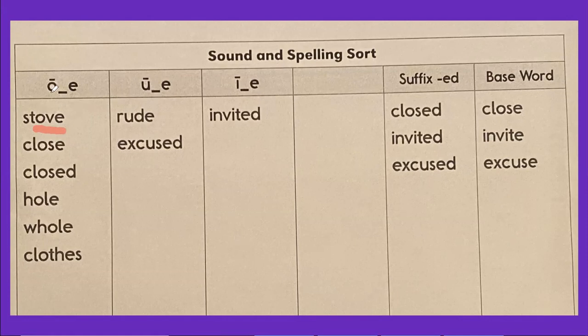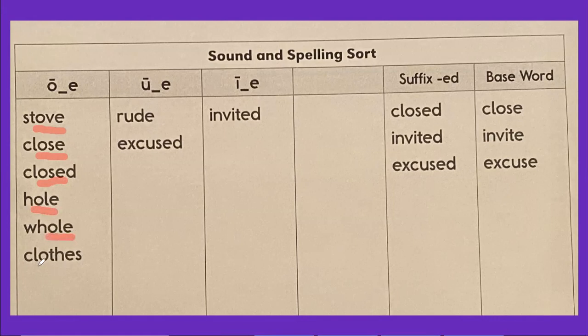Good. Looking for another Mr. O and a magic E. It's close. The next one under this column is closed. The next one is whole. So we have that Mr. O, consonant, and the magic E at the end. The same goes for the other word, whole.